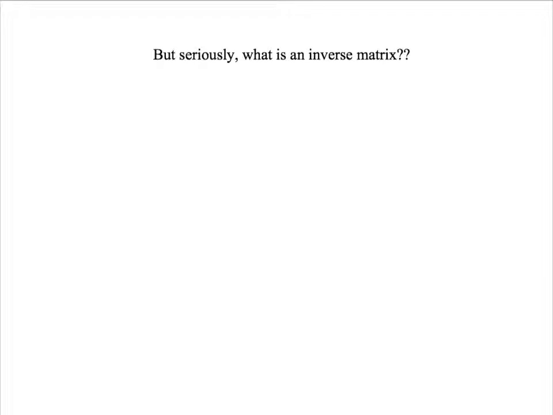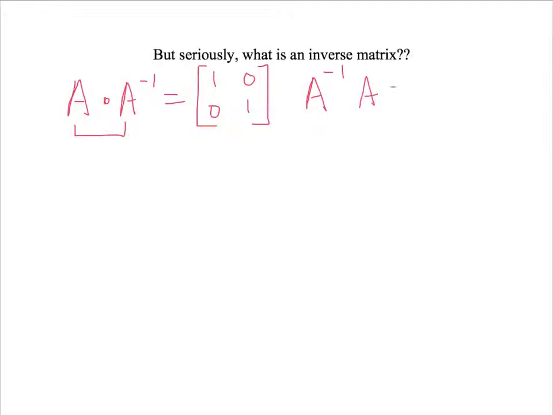But seriously, what is an inverse? Basically, an inverse matrix is the matrix that, if I have matrix A and I multiply it by its inverse, I get what's called the identity matrix. The identity matrix has ones down the main diagonal and zeros everywhere else. And this is one situation where if I multiply A times its inverse, or its inverse times A, I still get the identity matrix.